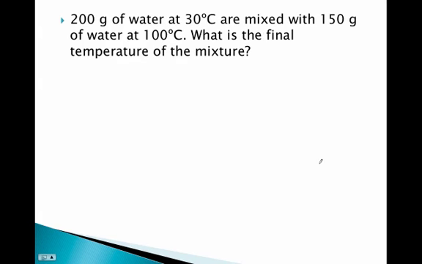Okay, the last type of problem I'm going to talk about is when we take 200 grams of water at 30 degrees Celsius and mix it with 150 grams of water at 100 degrees Celsius. We want to know the final temperature of the mixture. Remember, heat can't be created or destroyed, it's just going to be transferred. So the heat lost by one object is going to be equal to the heat gained by the other. So heat is simply mass times the specific heat for your substance times the change in temperature. It's going to be the same thing on the other side.